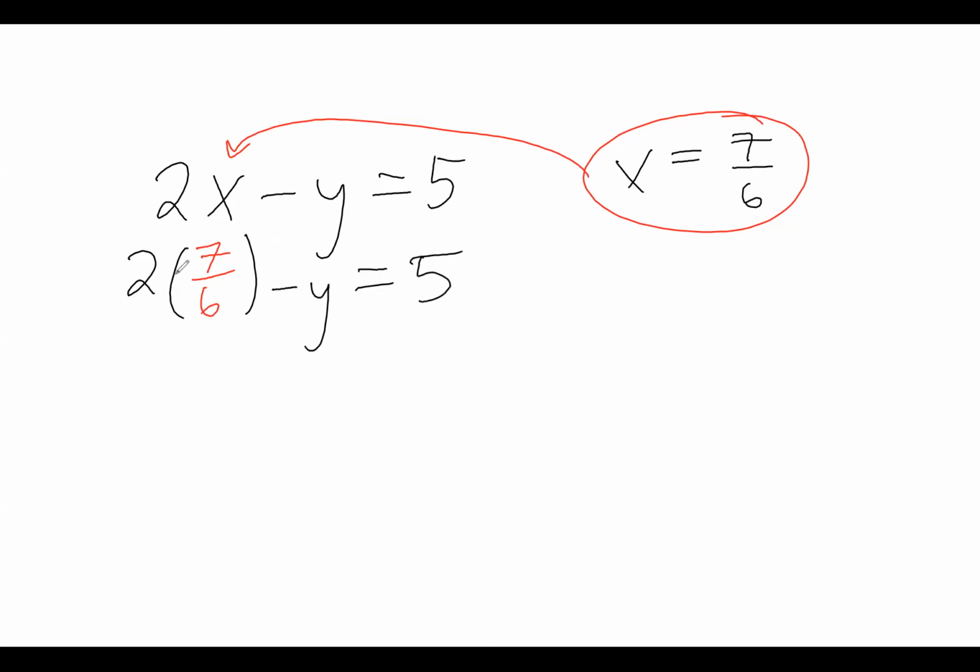All right, let's multiply together. So this is really like 2/1 times 7/6. That becomes 14/6, but if you reduce by 2, the 2 and the 6 can be reduced to just 1 and 3. So it ends up being 7/3. So I have 7/3 minus y equals 5. Let's get that y by itself. So I'm going to subtract 7/3 on both sides.